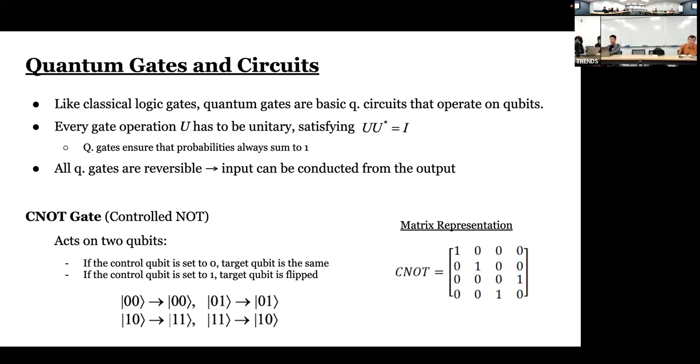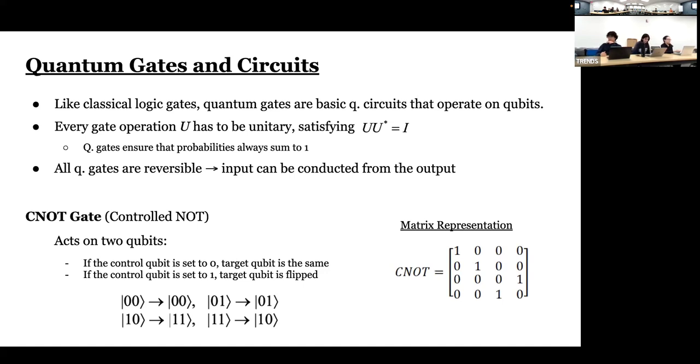A bit about quantum gates and circuits. Like classical logic gates, quantum gates are basic quantum circuits that operate on qubits. Every gate operation U has to be unitary, satisfying U times U transpose is equal to the identity matrix. Quantum gates ensure that probabilities always sum to 1. All quantum gates are reversible, meaning that the input can be deduced from the output. This is, of course, if they have not been measured. Measurement does not apply to these.